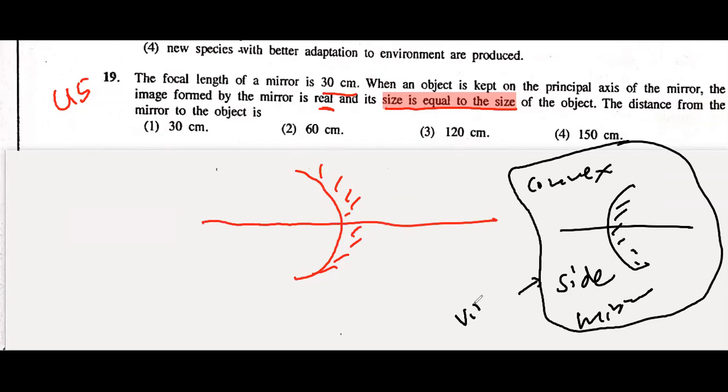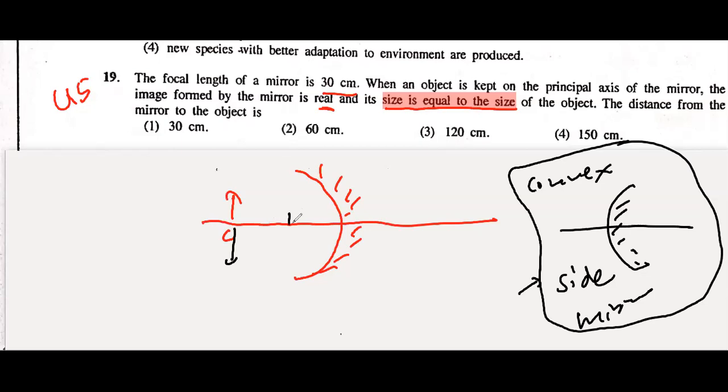Virtual images. A convex mirror, like a side mirror, always forms a virtual image. Therefore this can't be the side mirror. This has to be a concave mirror. In a concave mirror, if you keep the object at C, the image also forms at C.